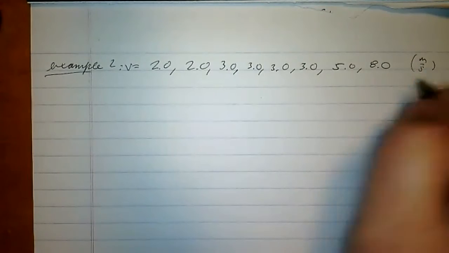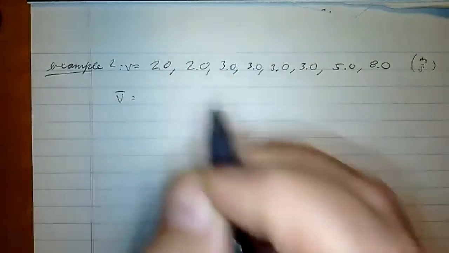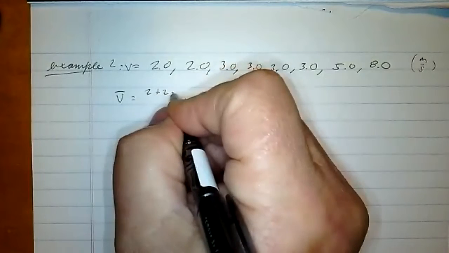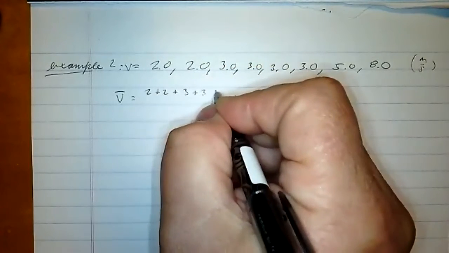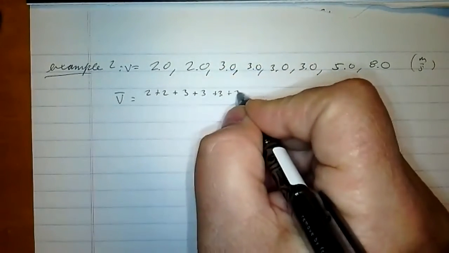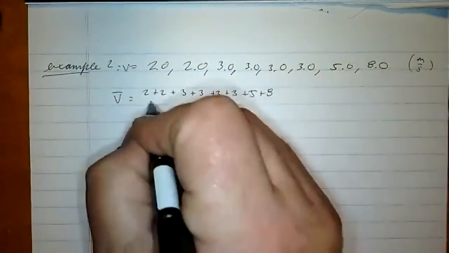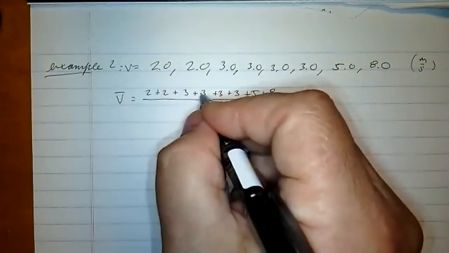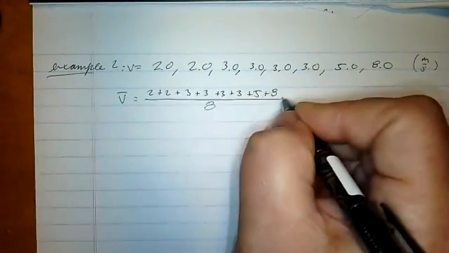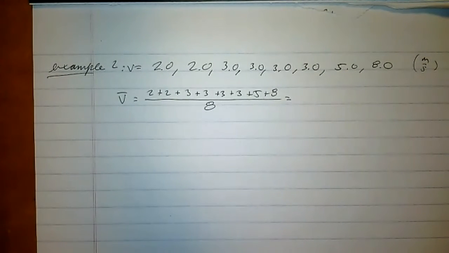So if these are V's and they're measured in meters per second, then the average velocity would be 2 plus 2 plus 3 plus 3 plus 3, I did 4 threes, plus 3 plus 5 plus 8, divided by 1, 2, 3, 4, 5, 6, 7, 8, divided by 8. Again, your calculator has packages to do this, but it's not worth your time in this case. So 2 plus 2 plus 12, because that's what 3 times 4 is, plus 5 plus 8. And I'm going to divide that by 8.